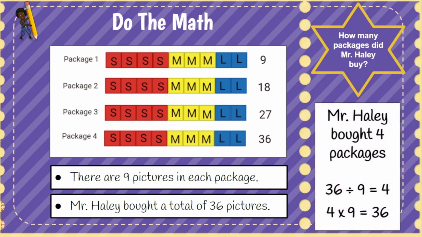Written as a division equation, we have 36, the total number of pictures Mr. Haley bought, divided by 9, the number of pictures in each package, which gives us a quotient of 4, the number of packages Mr. Haley bought. This can also be written as a multiplication equation. An unknown number times 9 equals 36. And for this problem, we know that the unknown number represents 4, the number of packages Mr. Haley bought.